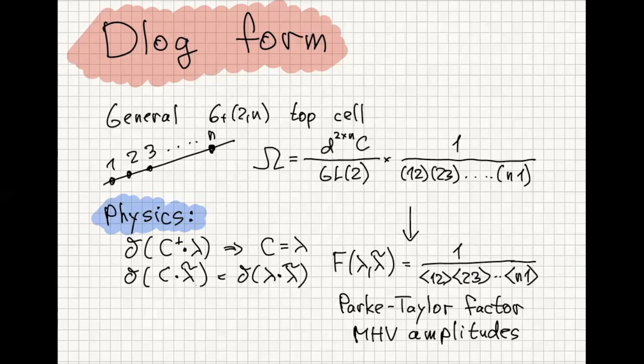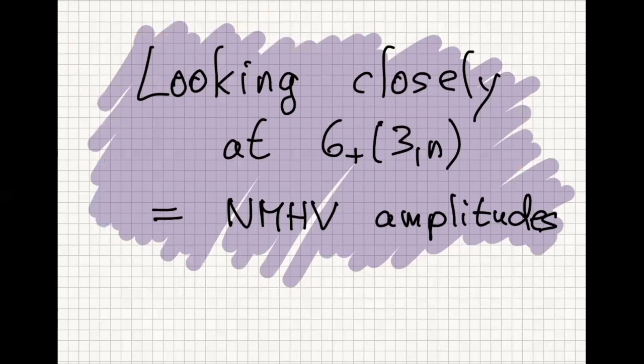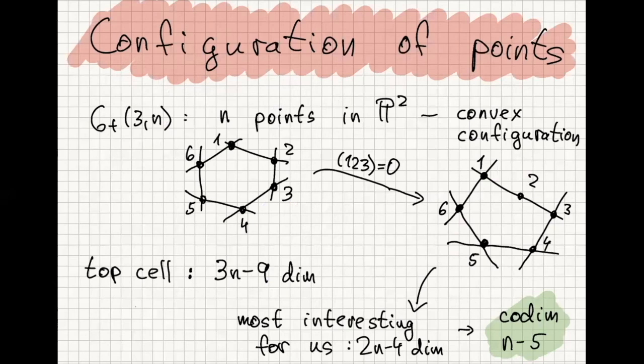Okay, so the G2N is not that interesting, it's just too simple, but we will look closely at G3N. For G3N, this is a configuration of n points in P2. Now, the positivity of the 3x3 minors gives us a convex configuration. So if you just draw it in a plane, all these points, 1, 2, 3 up to n, must be in a convex configuration.